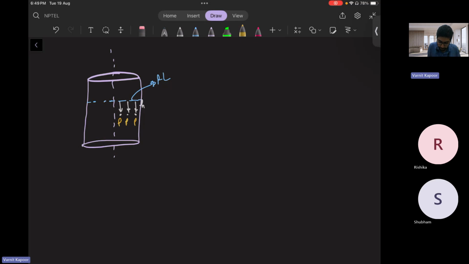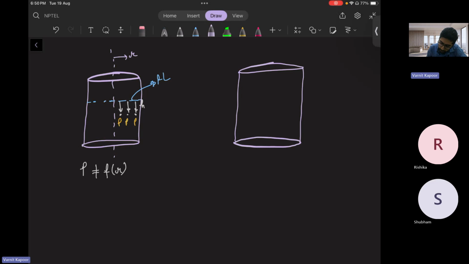Point to note here is that pressure is not a function of the radius. This is the radial position of that cylinder. Now, if I rotate the cylinder, what's going to happen? Again, I have a cylinder like this, but what I'm going to do is rotate it with a constant angular velocity omega. So the fluid is also going to rotate.